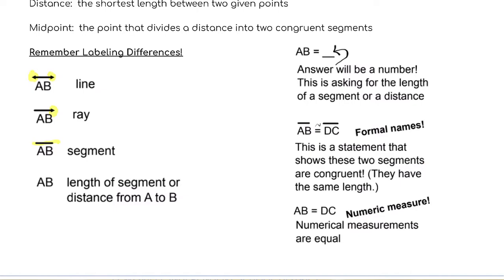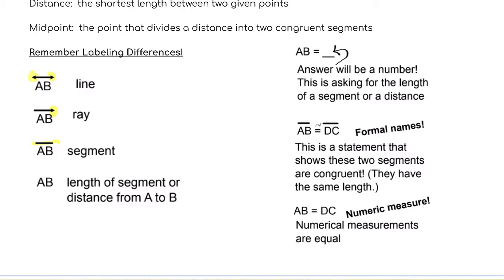This represents that it stops. It starts at A and stops at B, or it could start at B and stop at A. The direction does not matter for segment, and the direction does not matter for line. But with a ray, when you're naming it, you always have to begin with the end point.